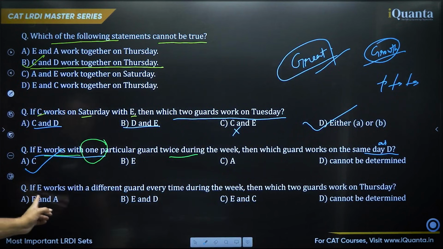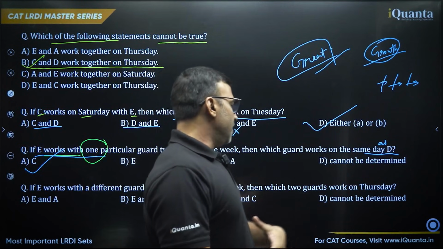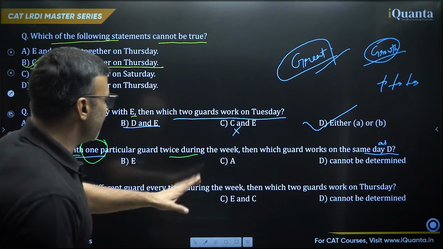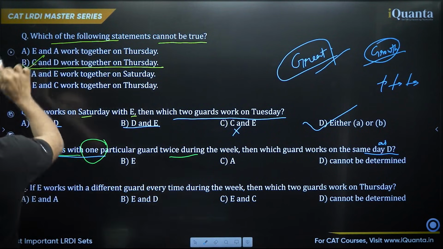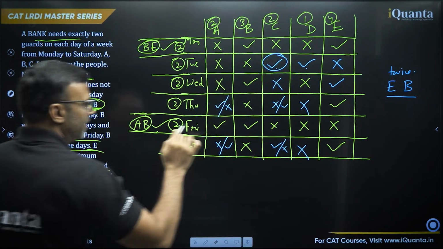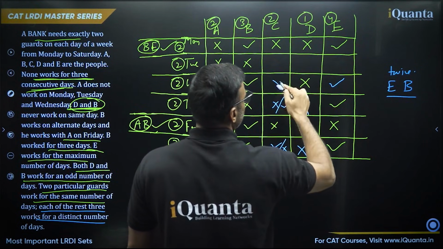Last one. If E works with a different guard every time during the week, then which 2 guards work on Thursday? Now, this tells us that E works with a different guard every time. Okay. So, let's go back. Let's remove everything that I have in blue. You do not have that option, I keep telling you. And I have no other way to do it.